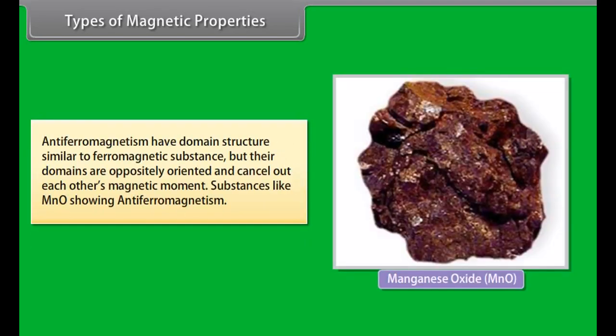Antiferromagnetic substances have a domain structure similar to ferromagnetic substances, but their domains are oppositely oriented and cancel out each other's magnetic moment. Substances like MnO show antiferromagnetism.